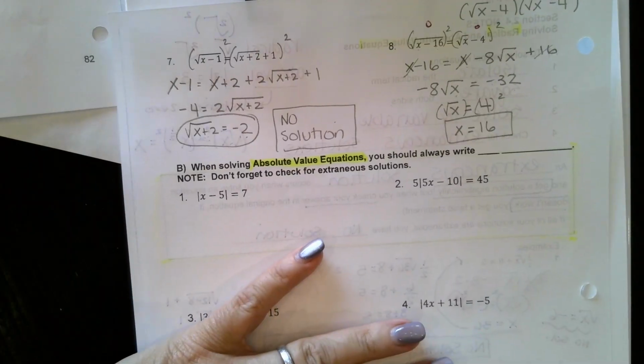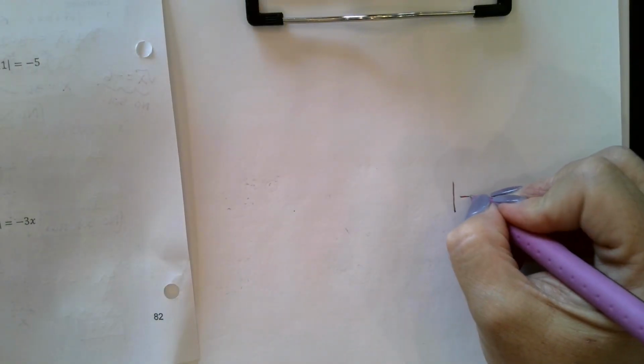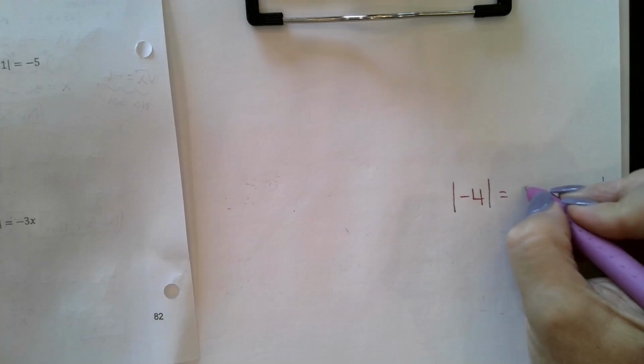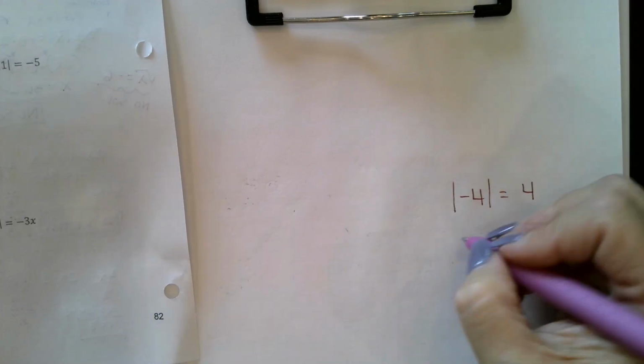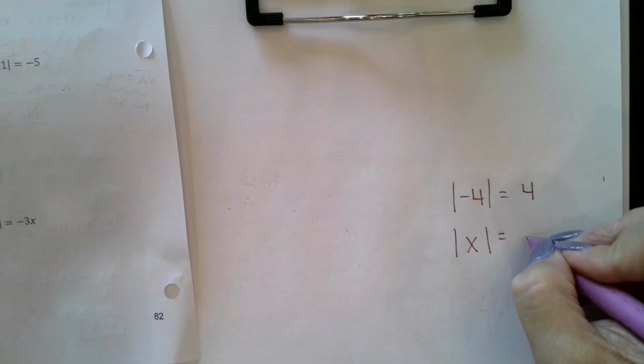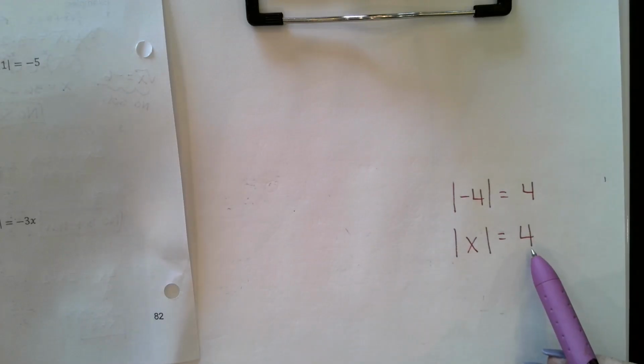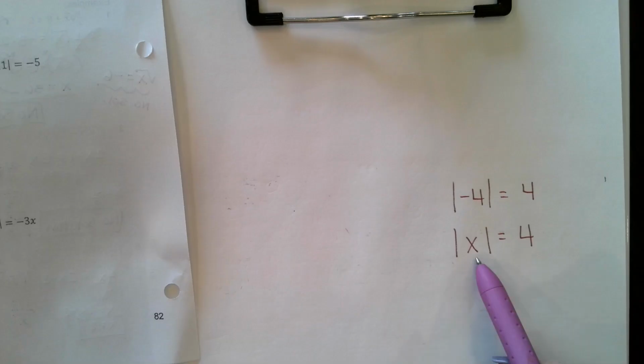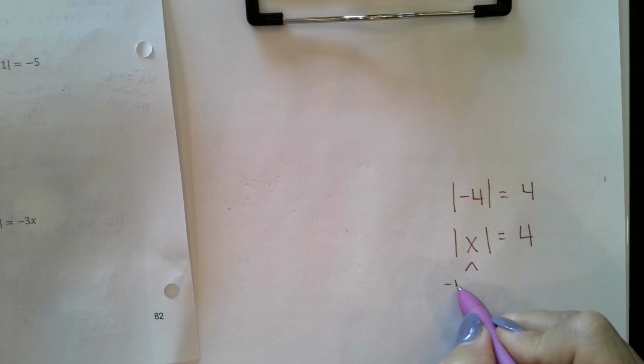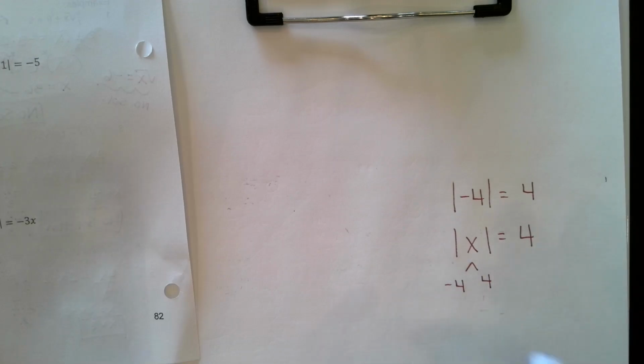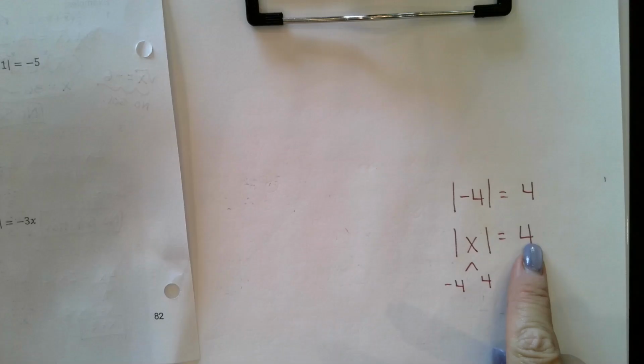Here, I'm going to do this on a piece of paper. If I had the absolute value of -4, my answer to this would be 4, right? But if I asked you this, what this is asking is what value of x is going to give me 4? Well, I have two values. I can use -4 or I can use +4. If I have the absolute value of -4, I get 4. Absolute value of +4, I get 4.